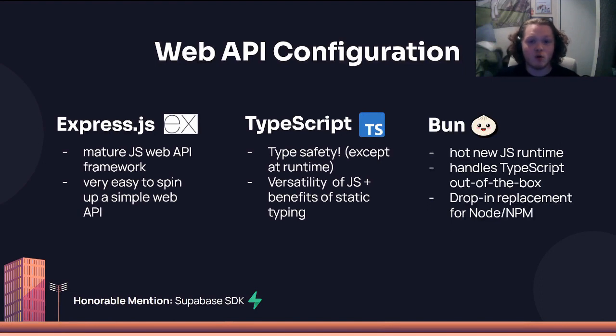In terms of the actual web API itself, we have Express.js for the actual web API framework, TypeScript for type checking, and Bun, which is a drop-in Node/npm replacement that offers out-of-the-box TypeScript support, which was really great for us as we were a TypeScript web API. Not having a build step during development was extremely helpful.